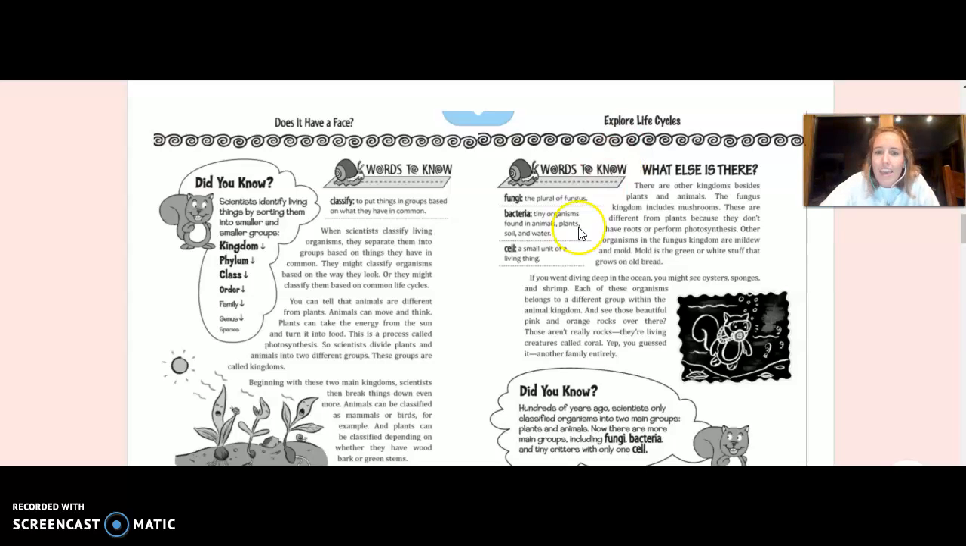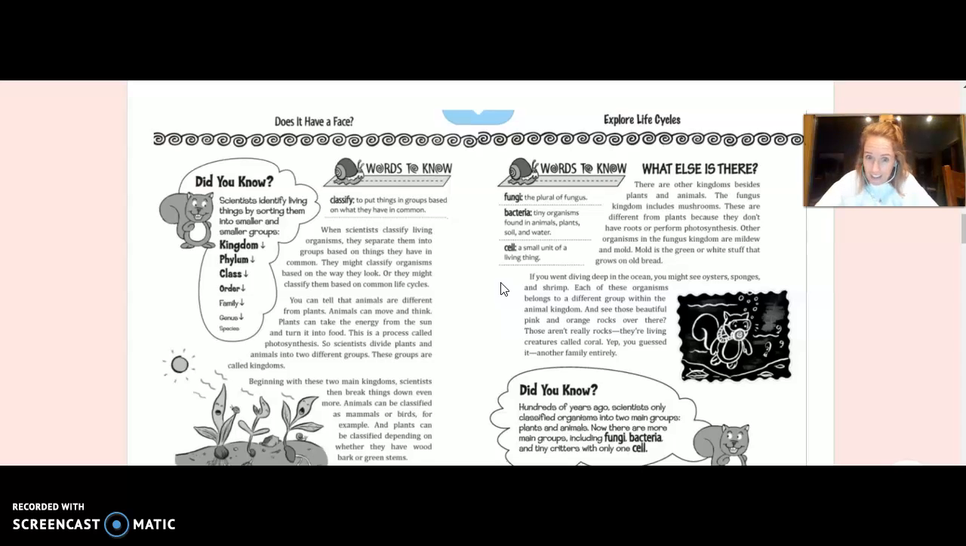Ugh. If you went diving deep in the ocean, you might see oysters, sponges, and shrimp. Each of these organisms belong to a different group within the animal kingdom. And see those beautiful pink and orange rocks over there? Those aren't really rocks. They're living creatures called coral. Yep, you guessed it, another family entirely.